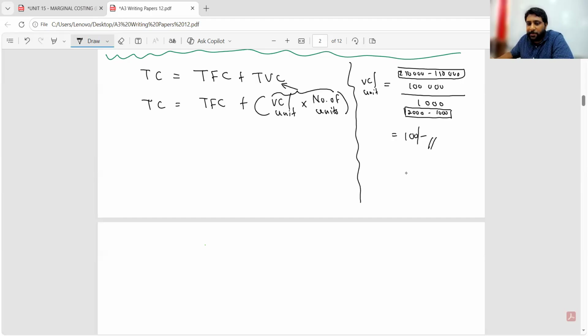So there is a method, people. We will call this method the high-low method, taking the highest activity level and the lowest activity level. So here, the highest activity level, 2000 units, minus the lowest activity level.